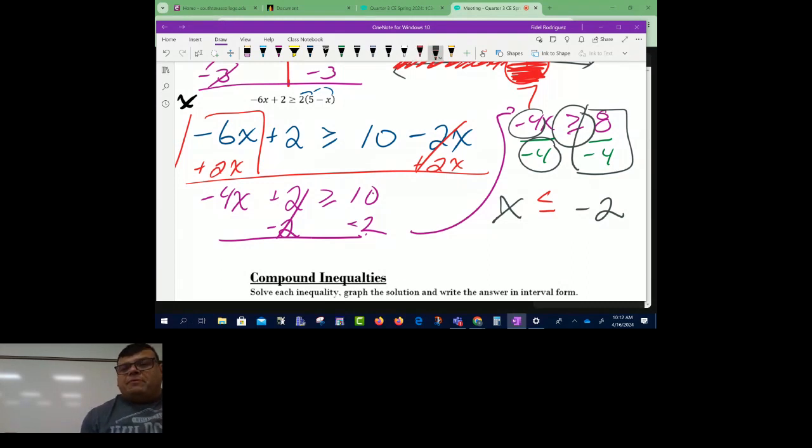Again, y'all, I'm going to draw my number line. Here it is. I'm going to put my number right here, negative 2. I'm going to fill that circle in because we got the little line there. All right, we got this little line, so fill it in. And if I'm pointing to the left, I'm going to shade to the left, right?